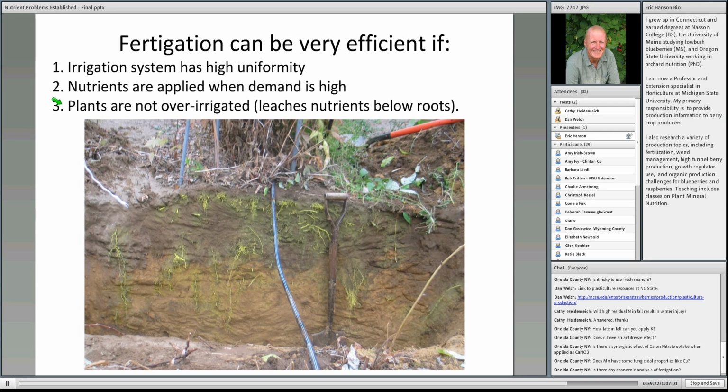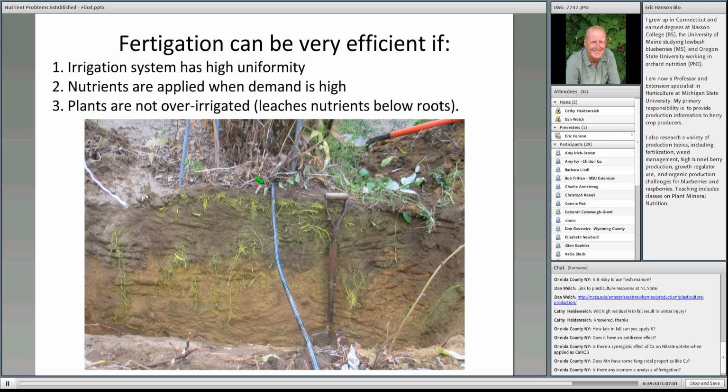And then also assuming that plants are not over irrigated. So if you're irrigating and pulsing fertilizer through the system, and then you're irrigating heavily afterwards, it's very easy to push that nitrogen down through the profile and out of reach of the plants. This was just a ditch dug across a raspberry row under a high tunnel. So this is the trickle irrigation system.